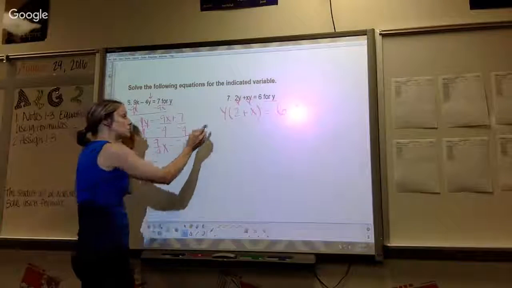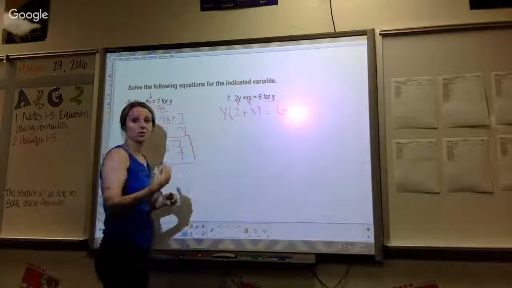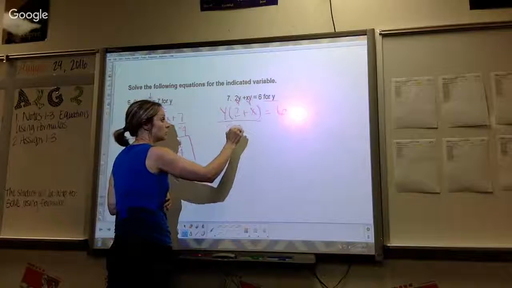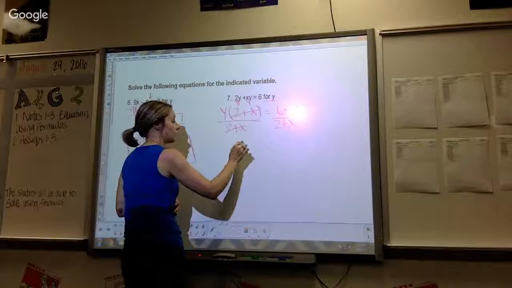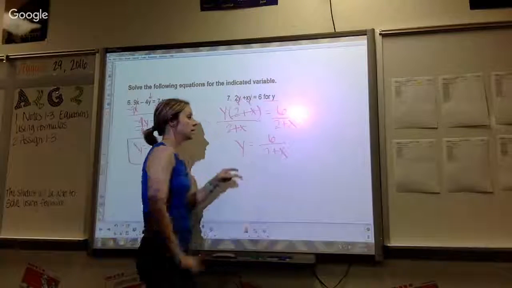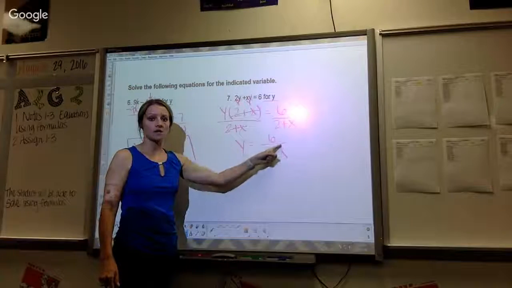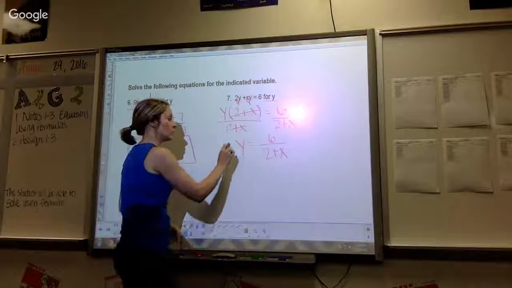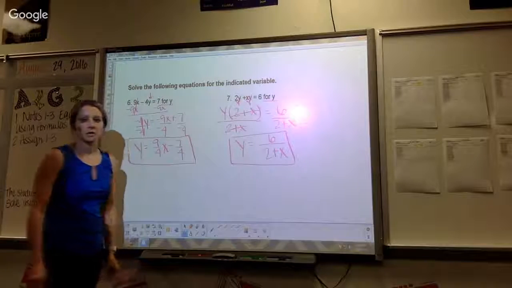All right, so now notice we're doing y times 2 plus x. So you're multiplying those together, so the opposite of that would be to divide. So we're going to divide by 2 plus x. And you're left with y equals 6 over 2 plus x. Now, do not mark this out and put a 3 here. You can't reduce all of this unless all 3 of them can be reduced by the same number. So that would be my answer. Y equals 6 over 2 plus x.